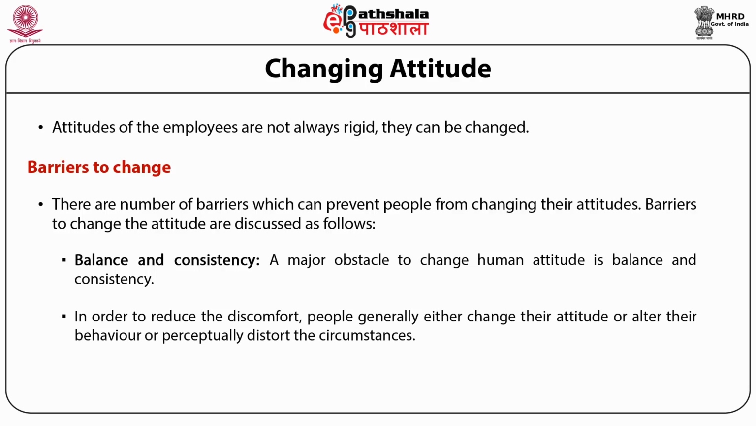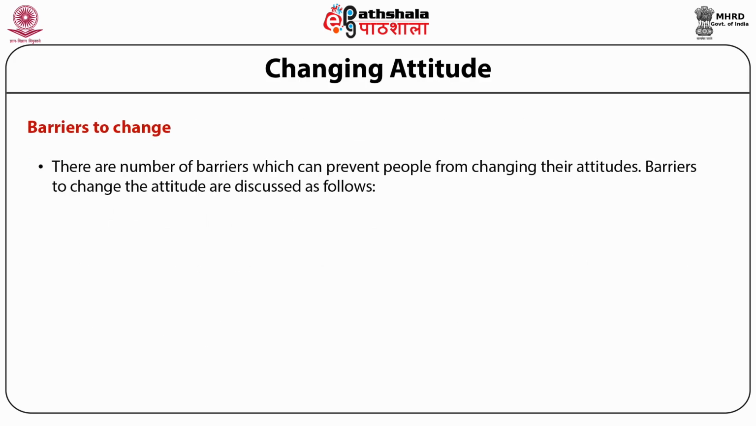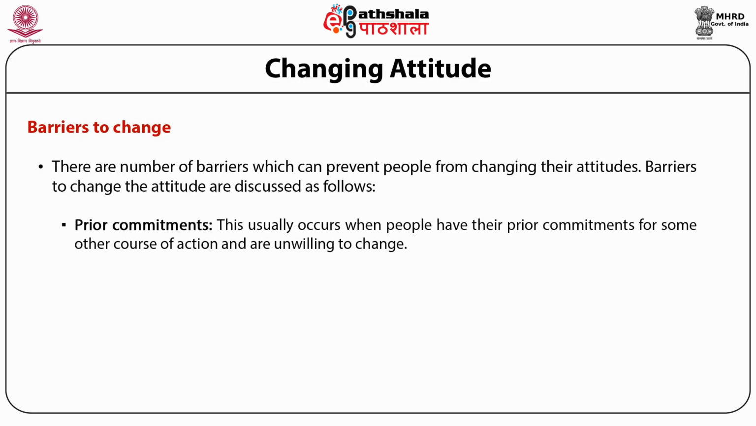In order to reduce this discomfort, people generally either change their attitude or alter their behavior or perceptually distort the circumstances. Another barrier to change the attitude is prior commitments. This usually occurs when people have their prior commitments for some other course of action and because of that they are unwilling to change.